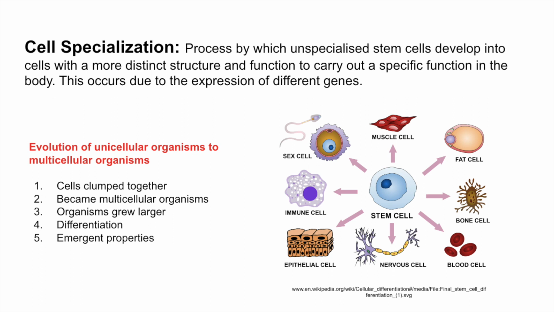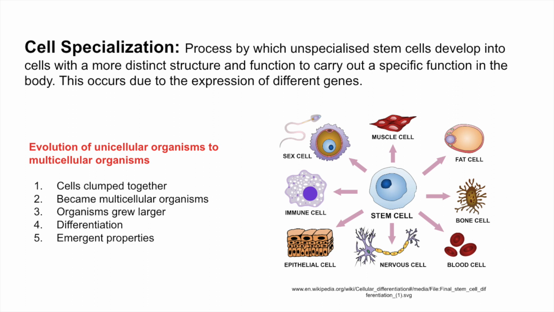So, to evolve from uni to multicellular organisms, cells clumped together, and over long periods of time, they became simple multicellular organisms. The organisms grew larger as they were no longer limited by the size of one cell. Differentiation occurred and emergent properties surged. Emergent properties only occur in multicellular organisms, and they are caused by the interaction of individual components to produce new properties that its individual constituent parts do not have.